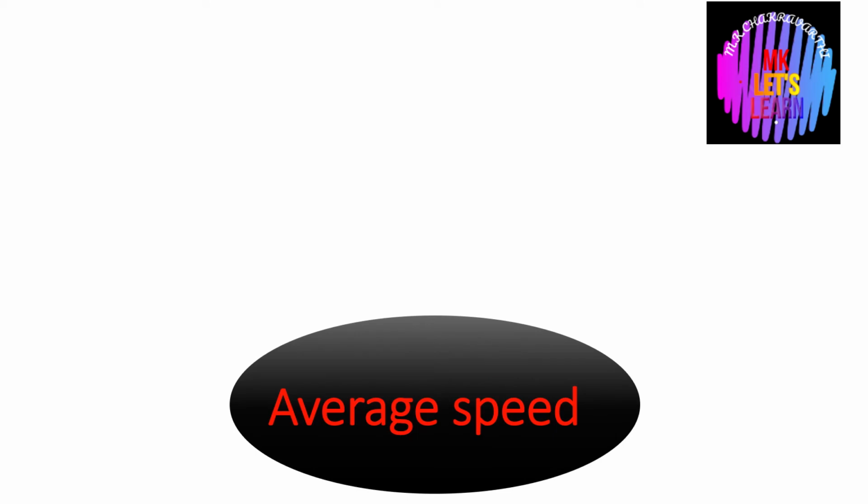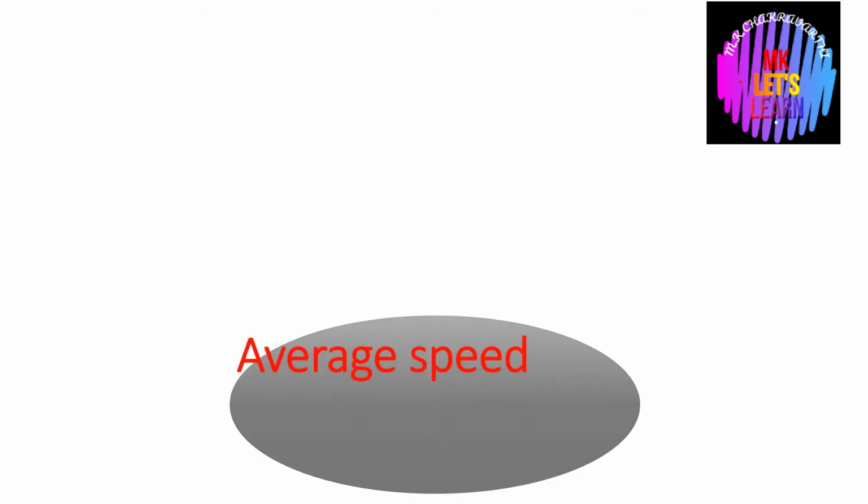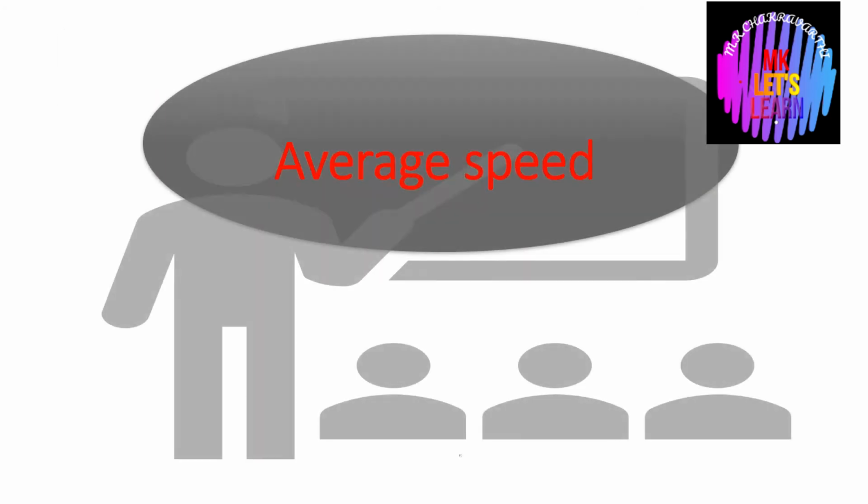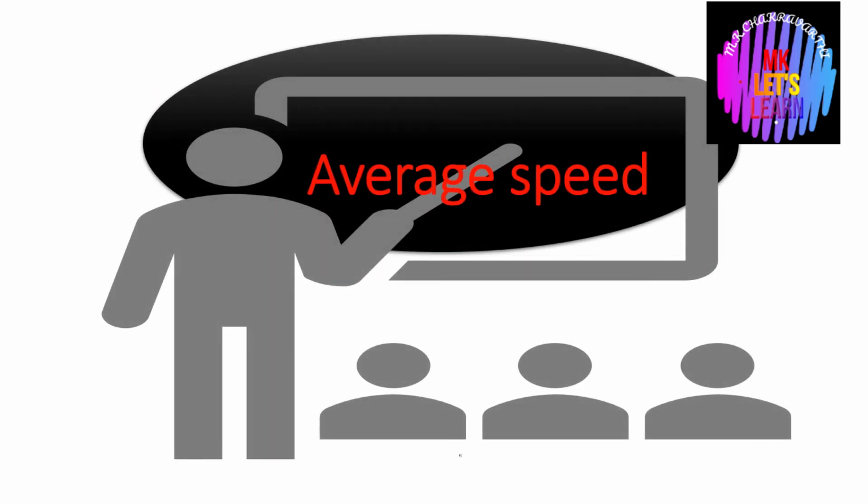Now the next concept is average speed. In this section, you will learn a precise definition of average speed. Once you know an object's average speed, you can figure out how far it can go in a certain amount of time, or you can predict how long it will take to get somewhere.